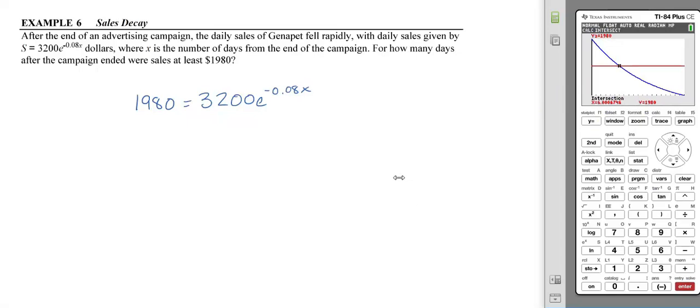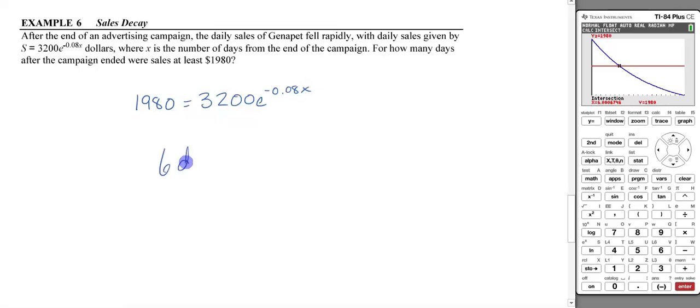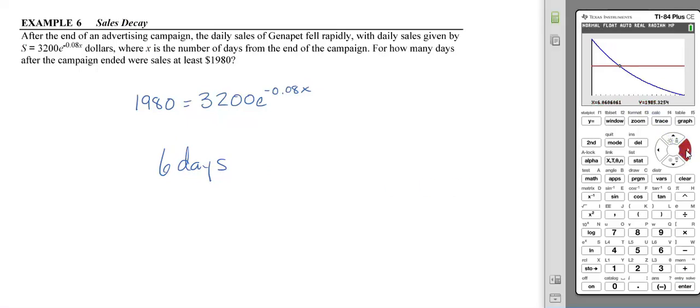So for how many days after the campaign ended were the sales at least $1,980? For 6 days. After the 6 days, our sales are going to decline. There we go. Get on that trace there. You can see after that the sales are going to be falling below the 1,980.